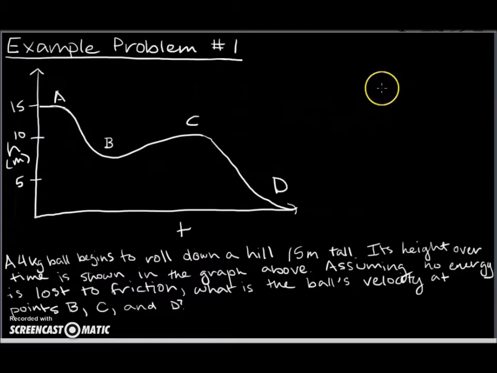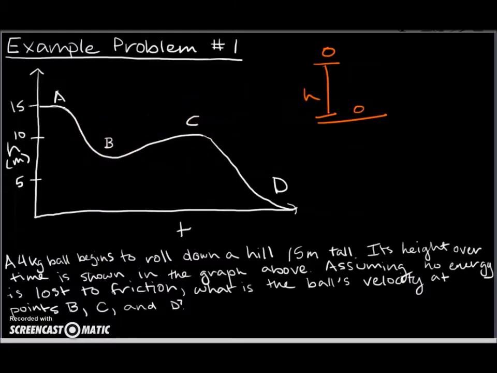Now, in most of the problems we've dealt with so far, we've only had to do one situation. For example, if a ball is dropped from a specific height, say h, what is its velocity when it hits the ground? But in this situation, we're not doing just from point A to point D. We have to figure out the speed of the ball at points B and C as well.